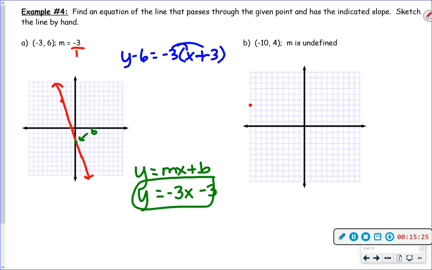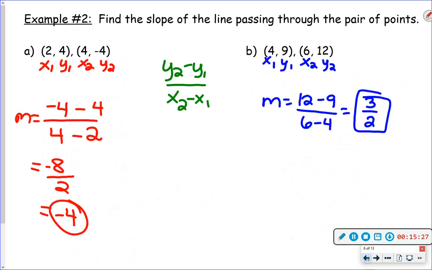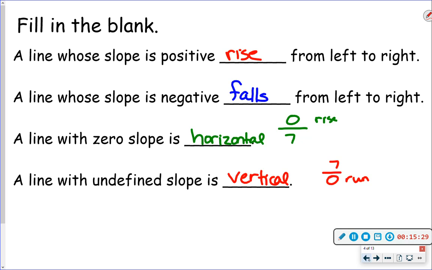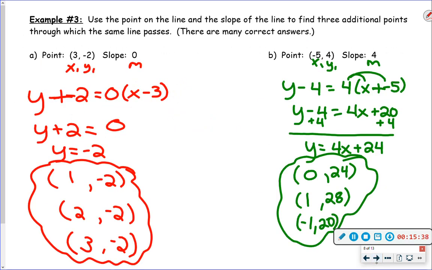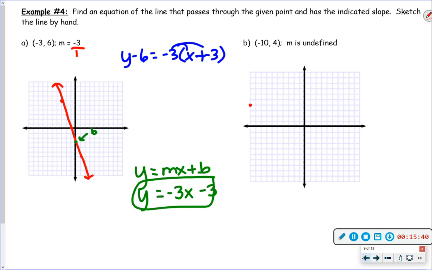Now we talked about undefined slope earlier. A line with undefined slope is vertical. Draw yourself a vertical line through there. Try to draw it straight if you can. Okay. Now, vertical and horizontal lines are the easiest equations to write.